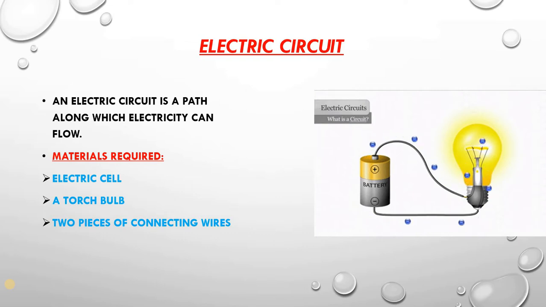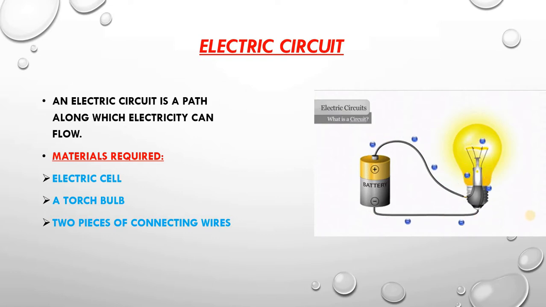Okay, so we can make a simple electric circuit by using what? What are the materials required for making that electric circuit? Number one, here you can see this is the battery or the dry cell. Torch bulb, here you can see this is the bulb, okay, and two pieces of wire. Here you can see a simple circuit can be made. Okay, now how to make it?